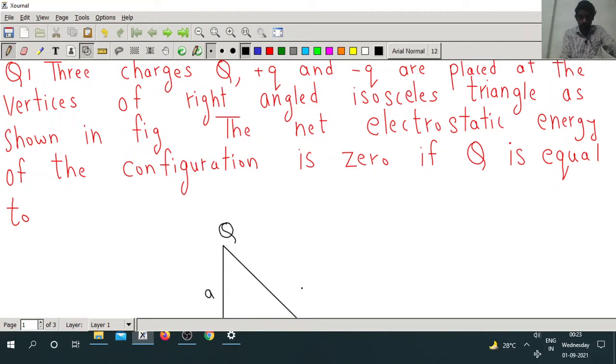Hello students, today we are going to do some physics problems which will be useful for you for NEET, JEE and CET and other competitive exams. This is question number 1.